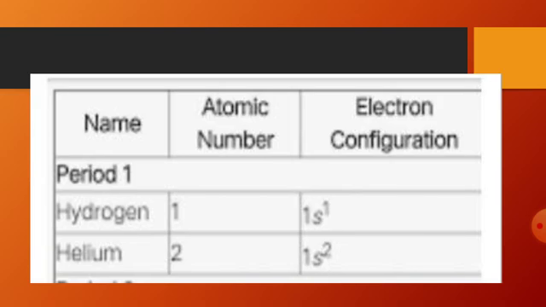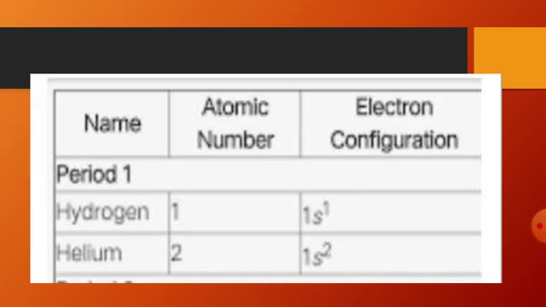So here student, how many elements are present in the first period? What is the answer? It is 2. And what is its outermost shell? Its outermost shell is 1. What is its principal quantum number? Its principal quantum number is 1. What is the electronic configuration of helium? 1s2. What is the electronic configuration of hydrogen? 1s1. So student, you should be able to answer each and every question.